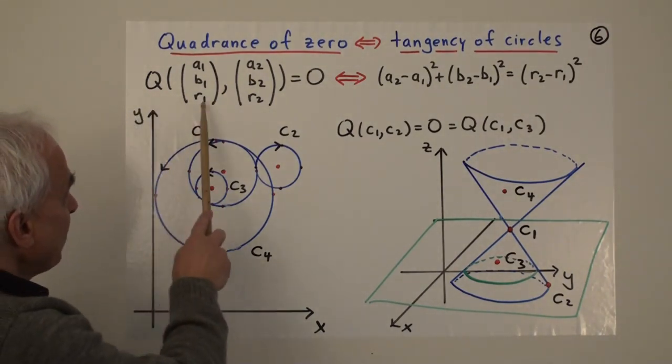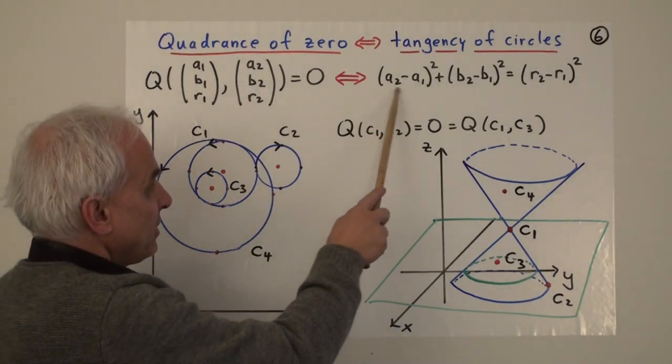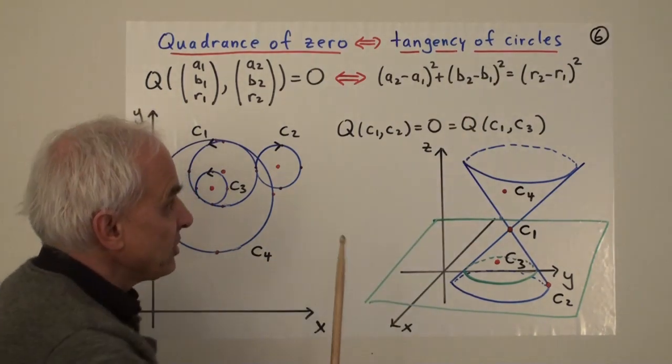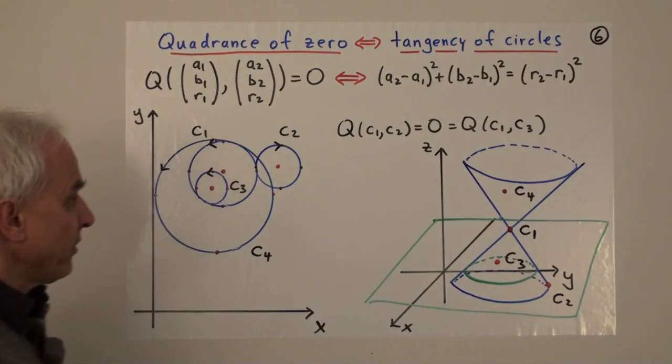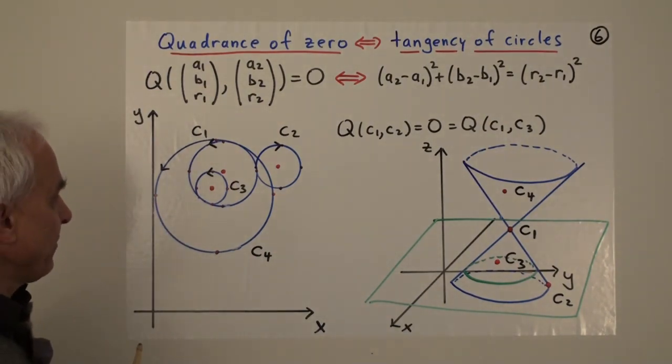So if the quadrants between this circle and this circle equal 0, well, that's just saying that the difference between the a's squared plus the difference between the b's squared equals the difference between the r's squared. And here are some examples of such tangency.